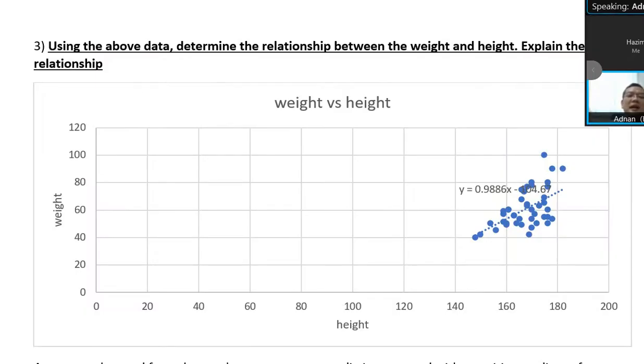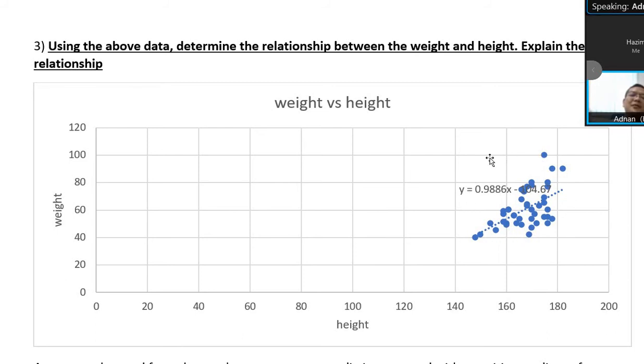Students that are short, the weight is also low. And there are very few who are very tall in this case. You see my mouse or not? Okay, you don't see my mouse. But anyway, you can see there is a positive relationship. So one thing that we can say is that there is a positive relationship.